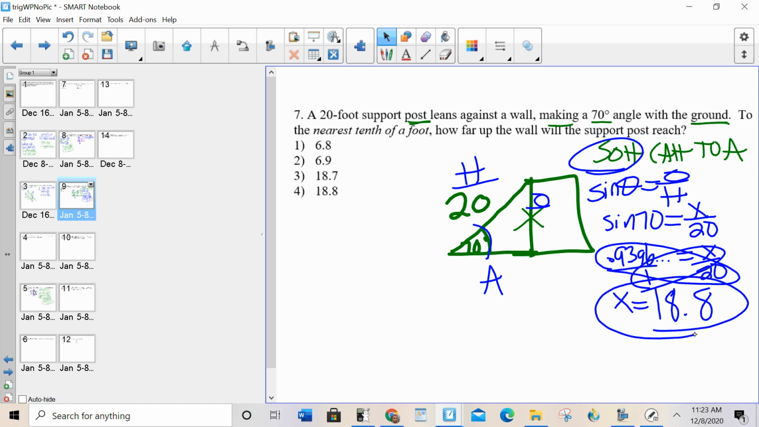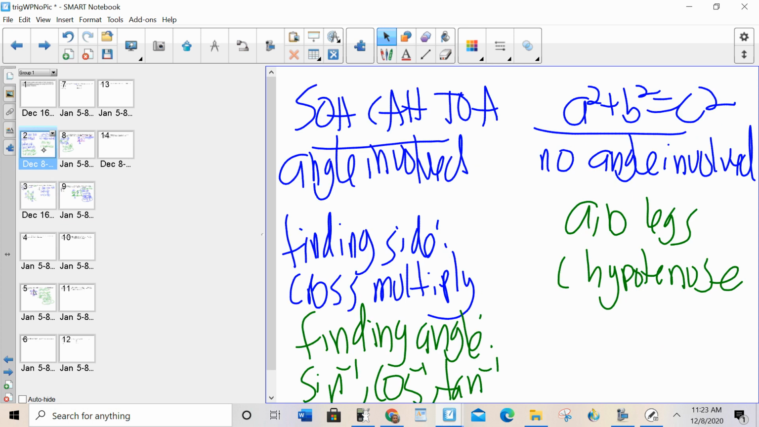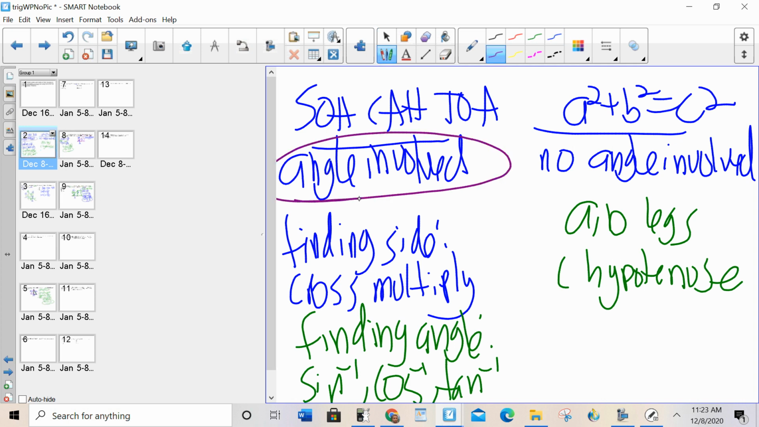So there's nothing new math-wise. If there's a right triangle, it's going to either be Pythagorean Theorem or SOHCAHTOA. If there's an angle involved, it's SOHCAHTOA. If there's no angle involved, just sides, then it's Pythagorean Theorem. Within SOHCAHTOA, if you're finding a side, you're going to cross multiply. If you're finding an angle, that's when you do inverse sine, inverse cosine, inverse tan. There's nothing new here.